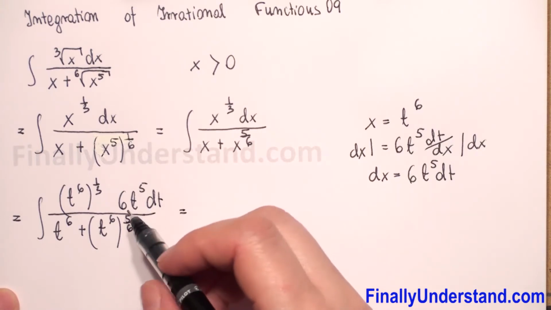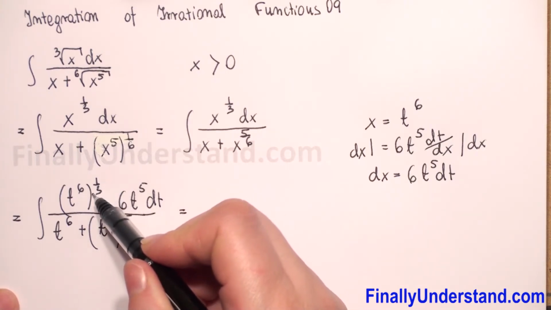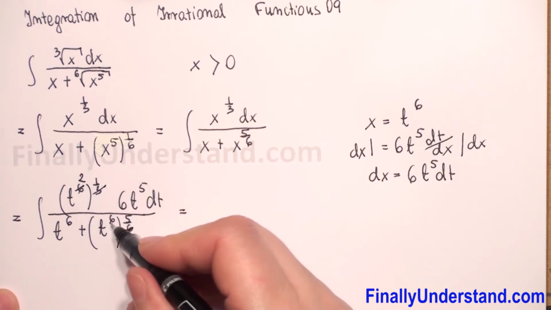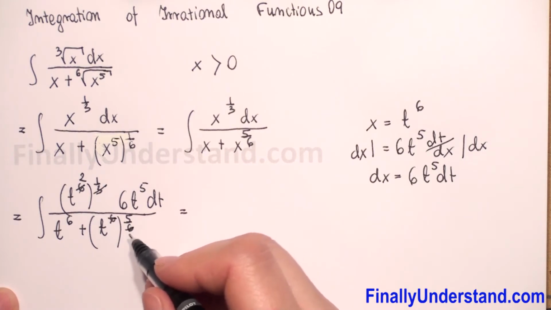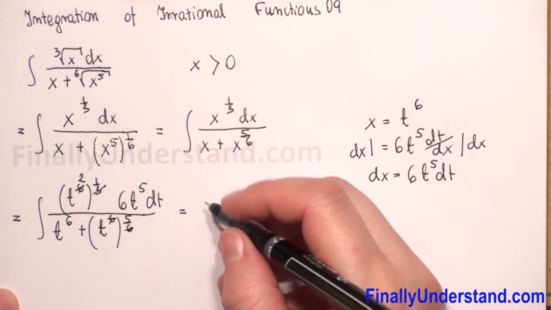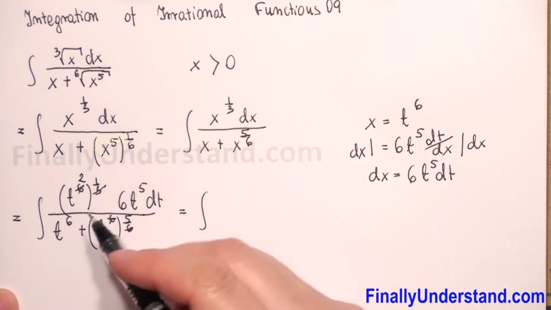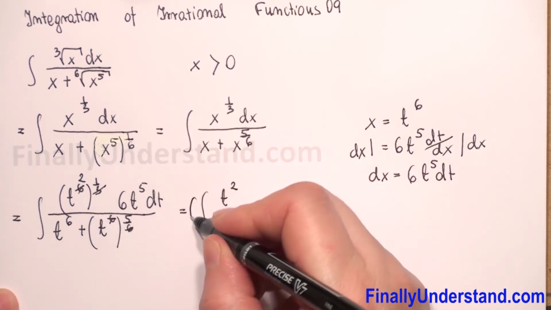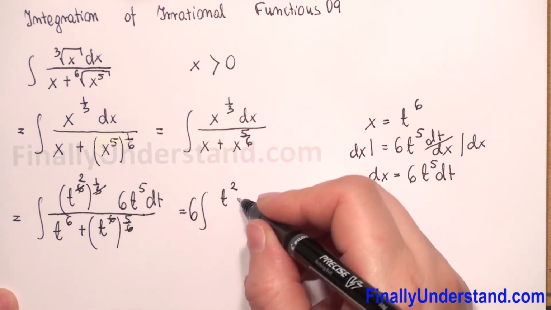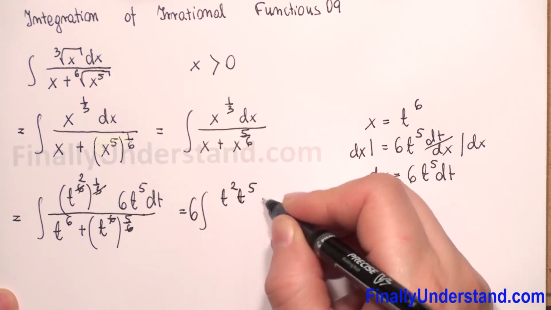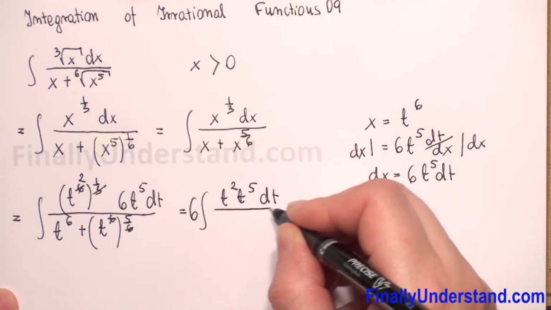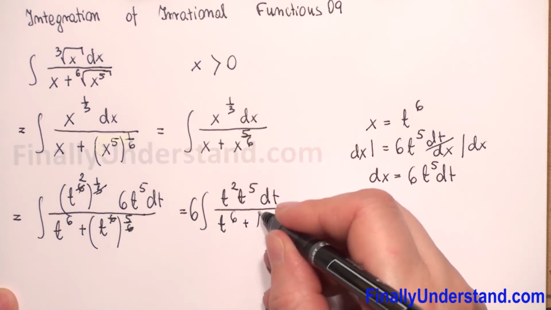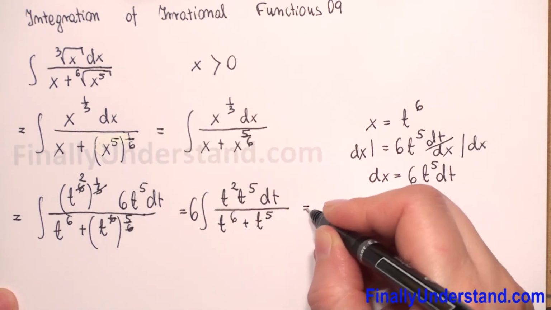So this is equal to... Now we see that we can reduce the numerator with 6, so it will be 2, and the 6 and 6 in the numerator will reduce. So we have the integral of only t squared. The 6 I will put before the integral symbol. So we have times t to the 5th power dt over t to the 6th power plus t to the 5th power.